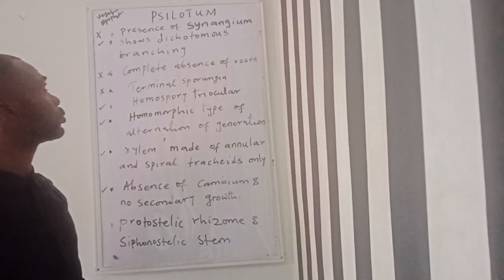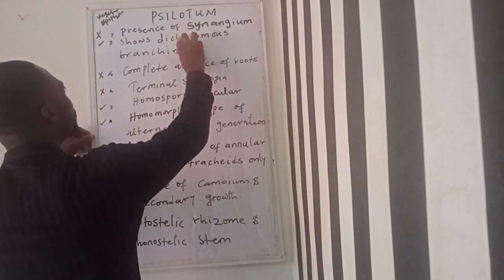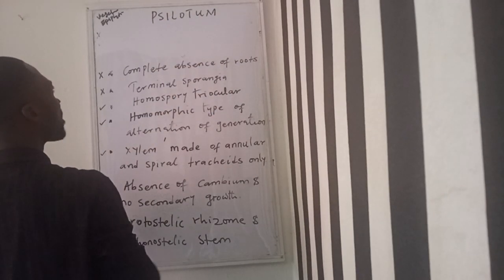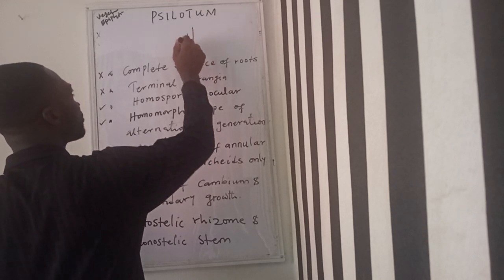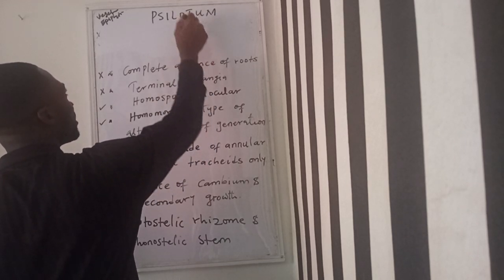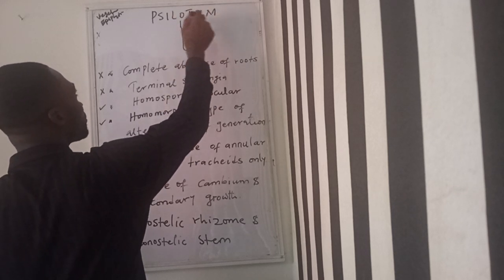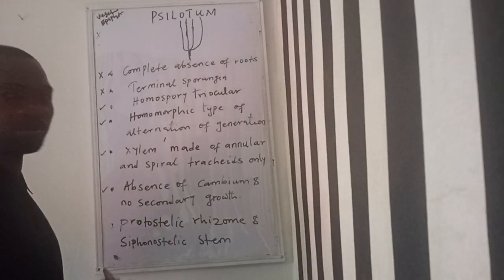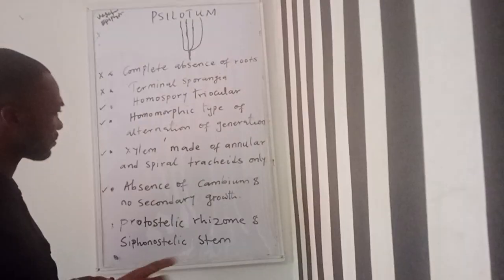Then the second one is that they show dichotomous branching. So Psilotum shows what is called dichotomous branching. When we say dichotomous branching, that means that their branching is usually in twos. Their branching is usually in a pair, kind of. You can see this is two, this is two, this is two. Di means two, branching in pairs, kind of.